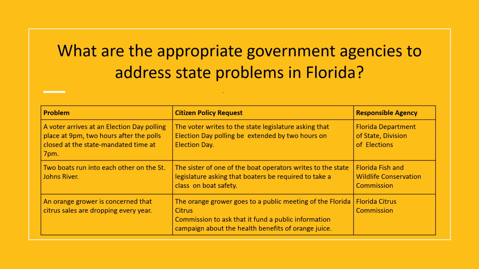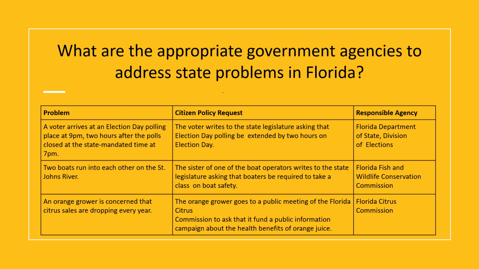Our third problem. An orange grower is concerned that citrus sales are dropping every year. So the orange grower is concerned about the fact that they are not earning as much money, and thus it becomes a public problem because they're not paying as much taxes for the sales of these particular items. Florida doesn't have an income tax, but there are other taxes associated with doing business. So the orange grower goes to a public meeting of the Florida Citrus Commission to ask that it fund a public information campaign about the health benefits of orange juice.